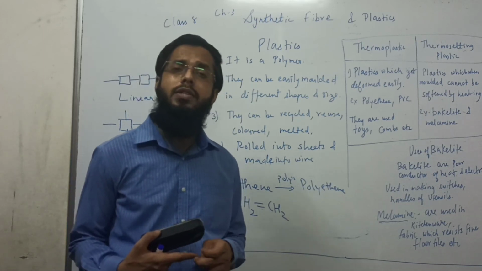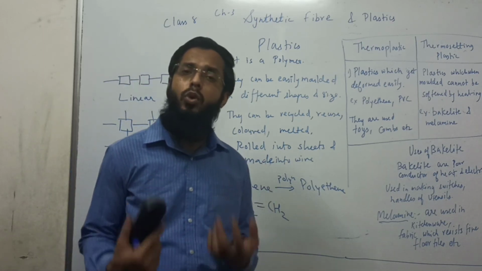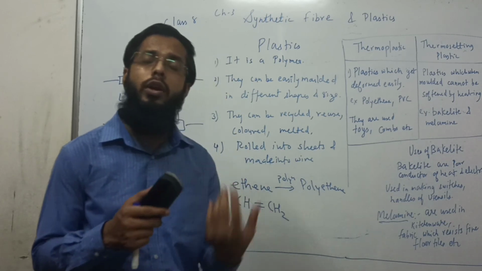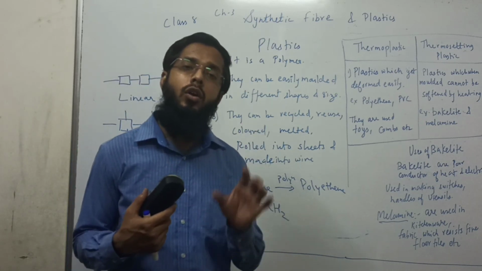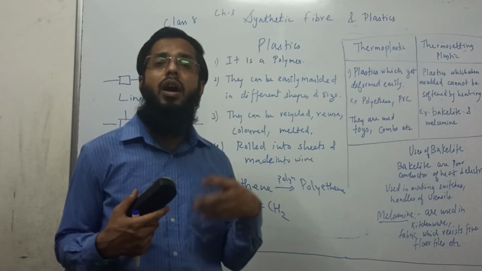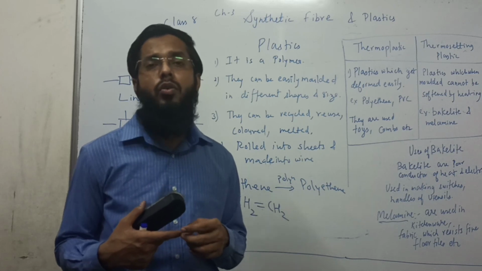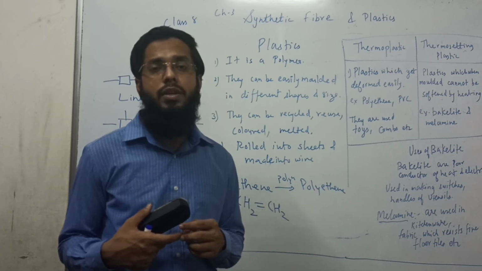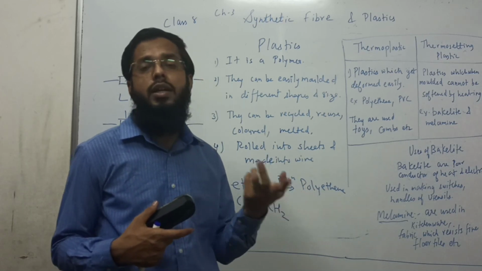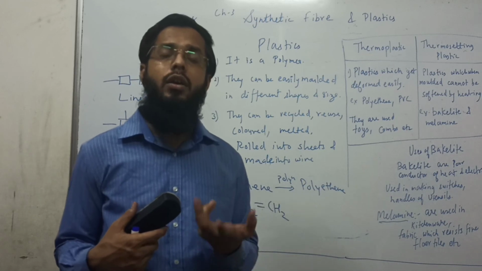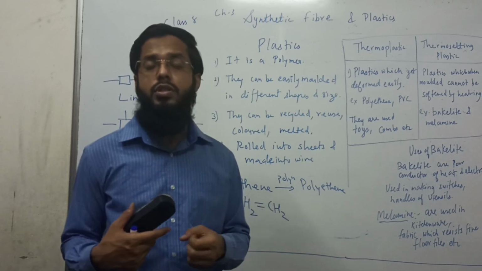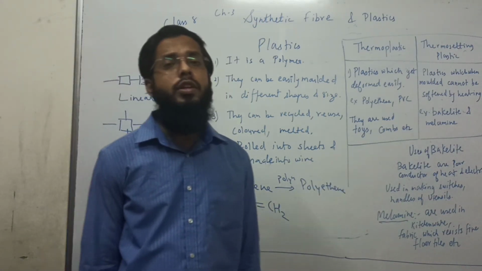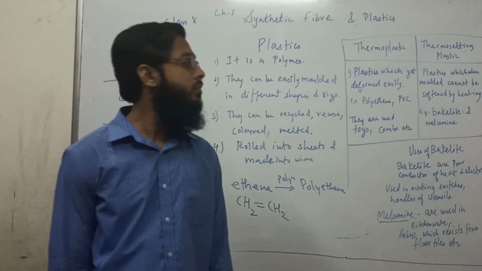When we talk about thermostatic plastic, such plastics, once molded, don't get softened by heating. Once you have heated and molded them and made an article, say switches, if you heat them again, they won't melt down and won't easily get softened. That is thermostatic plastic. Examples are bakelite and melamine. Bakelite is used in making switches and handles of utensils, and melamine in kitchenware and crockeries. Okay, I hope you understood.